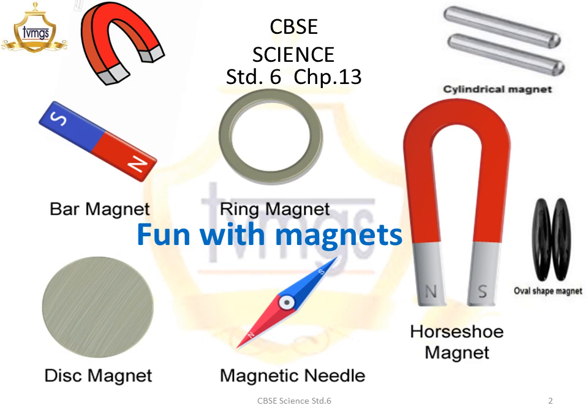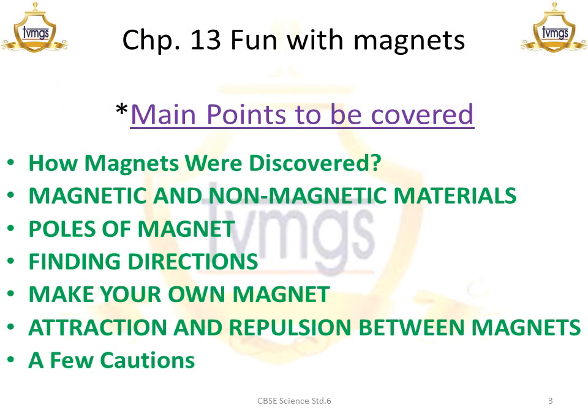CBSE Science Standard 6 Chapter 13: Fun with Magnets. Main points to be covered: how magnets were discovered, magnetic and non-magnetic materials, poles of a magnet, finding directions, make your own magnet, attraction and repulsion between magnets, and a few cautions.